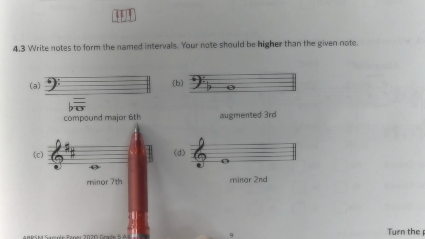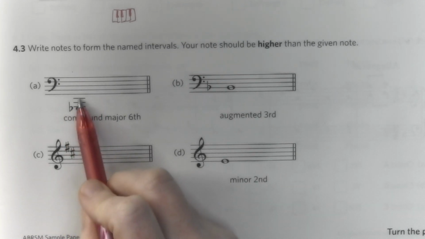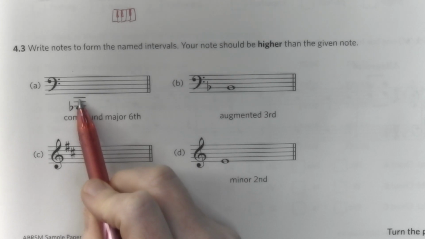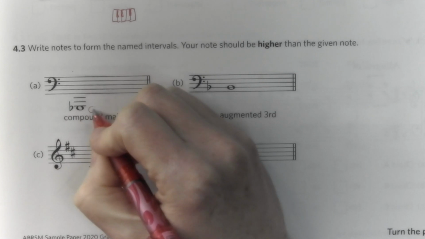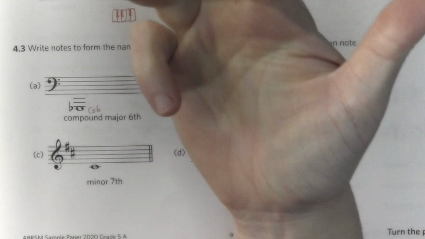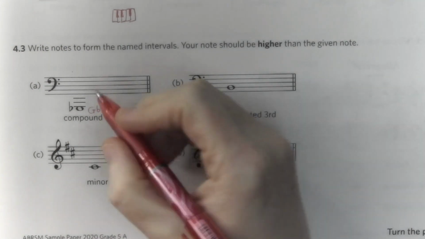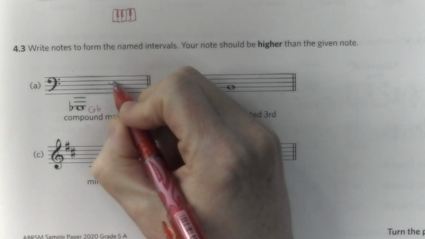Compound major sixth. Okay, let's read this note first, shall we? This is mi, re, do, si, la, sol. This is sol flat. A major sixth, let's figure out the name of the note first. Sol, la, si, do, re, mi. So that would be mi, because it's compound. Let's write it straight away here.